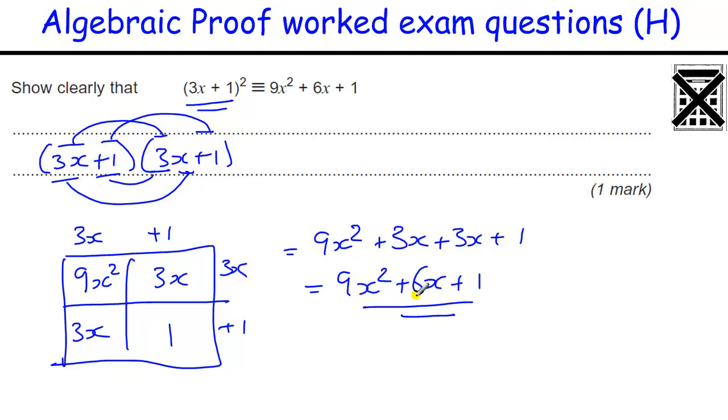And there's your answer. Now, when you're trying to show something or prove something, most of the time you're starting with the left-hand side, you ignore the right-hand side, and just work through the left-hand side until you make it look like the right-hand side, and then you've shown it or proved it.